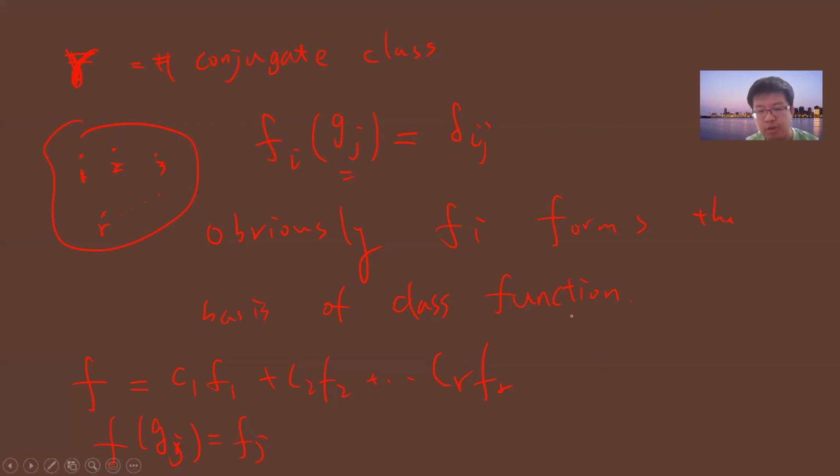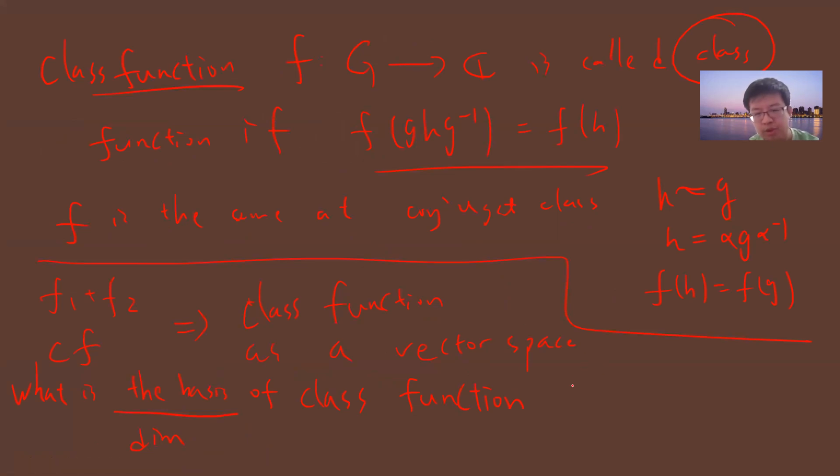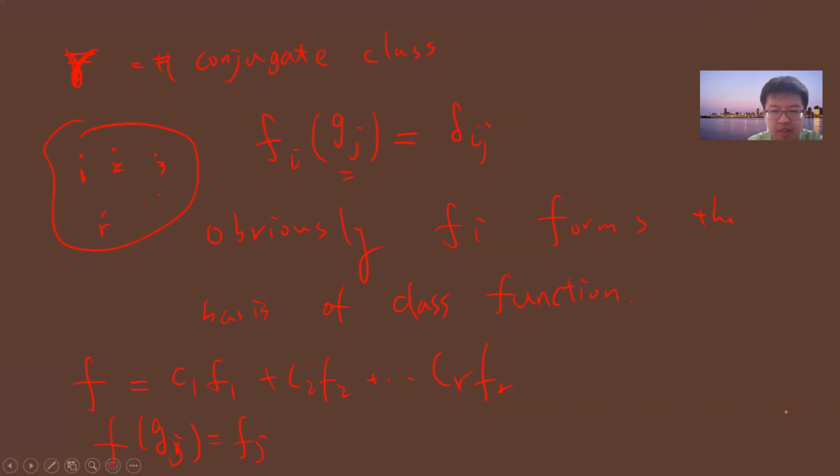Okay, so this directly proves that the dimension of the class functions, let me denote the space of all class functions by lowercase c of g (this is not standard notation, just for my convenience), is just R.